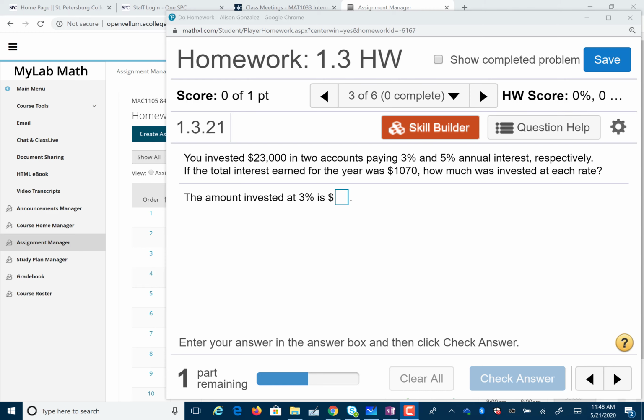We're going to take a look at a word problem involving interest. The problem says that you invested $23,000 in two accounts paying 3% and 5% annual interest, respectively. If the total interest that you earned for the year was $1,070, how much was invested at each rate?